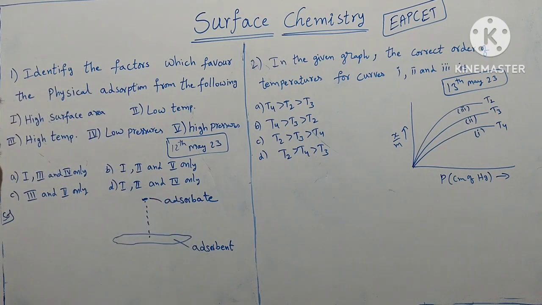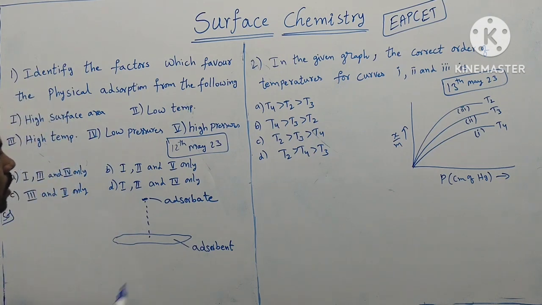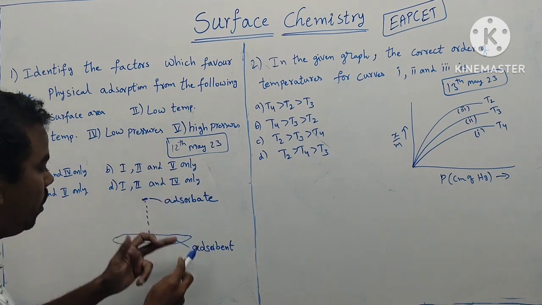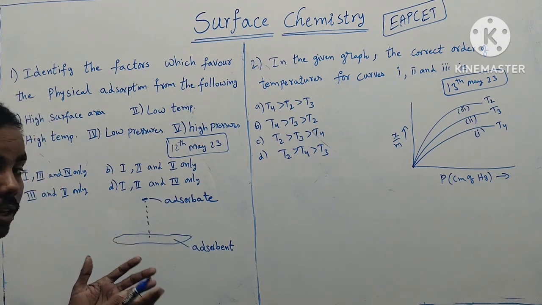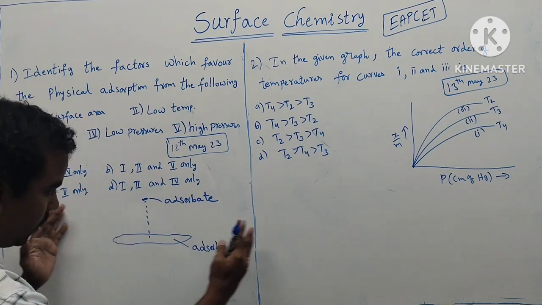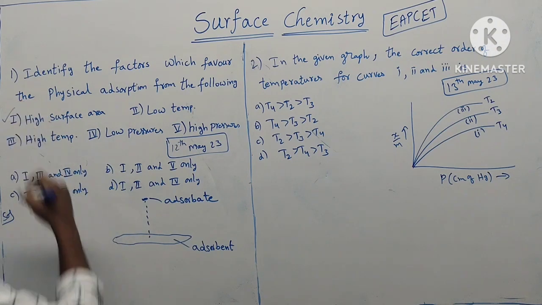So from this concept, physical adsorption means the adsorbate adsorbs on the adsorbent through van der Waals forces. That is called physical adsorption. Through chemical forces, that is called chemical adsorption. What are the factors? First one, high surface area. When surface area increases, adsorption also increases. So the first one is correct.